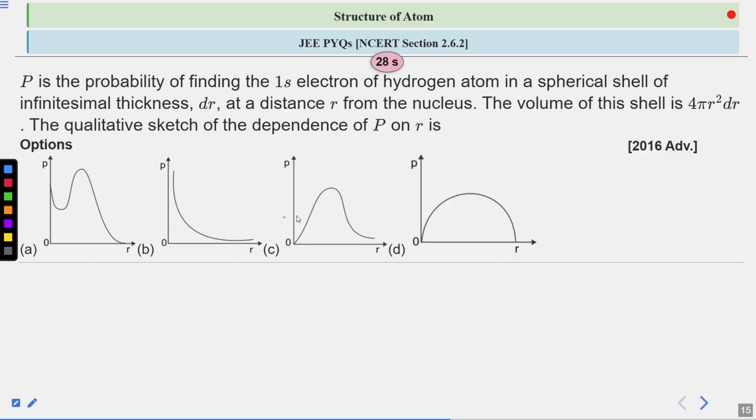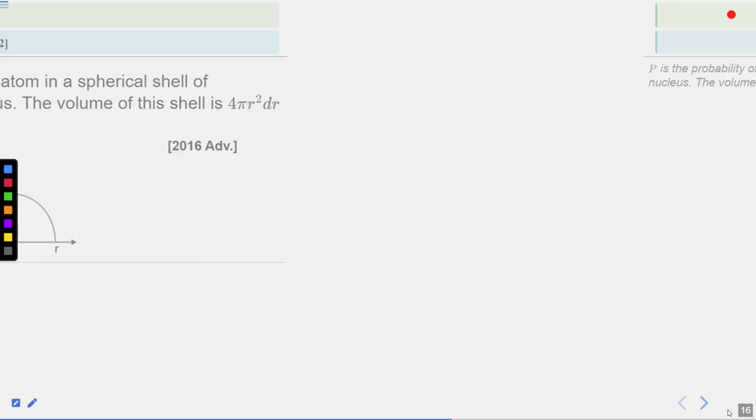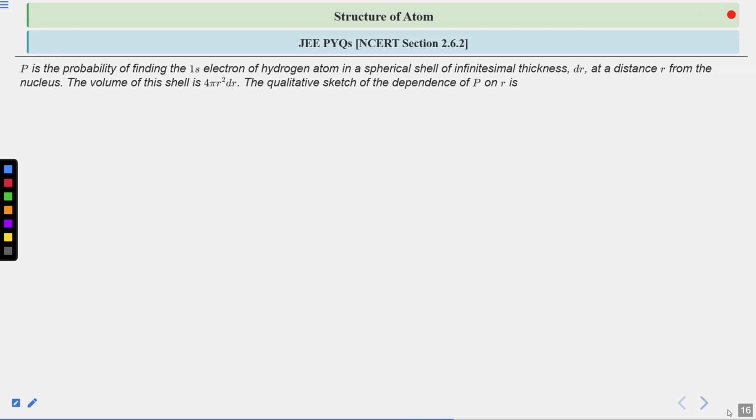Now this question looks a longer one. If you are aware of the probability density and the probability, you will be able to solve it very easily. I will try to explain it in the best way possible, but you should know the boundary surface diagram and the probability density diagram for that. Okay, your time is up. So, what will be the correct answer? It will be option number C.